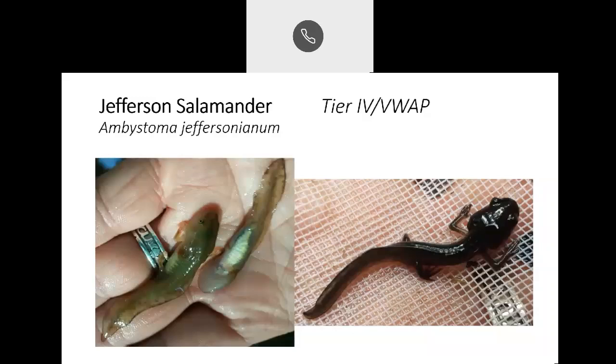And I'm going to use one of my old pals, the Jefferson salamander, which is rather common here in the Allegheny Mountains where I am at. And this is a species considered to be of conservation need based on the Virginia Wildlife Action Plan. So here's Jefferson salamander larvae on the left and a newly emerged salamander on the right.